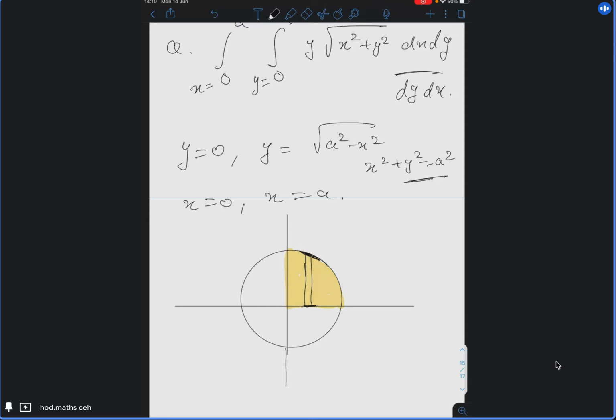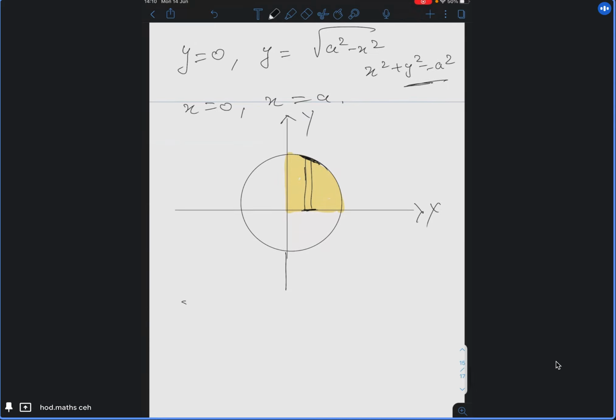Okay, now let us change this into polar coordinates. This is the y-axis, this is the x-axis. Now to change this into polar coordinates, all of you know x is equal to r cos theta and y is equal to r sin theta. So therefore x square plus y square is equal to r square you will have. Is it or not? Yes, ma'am. Okay.